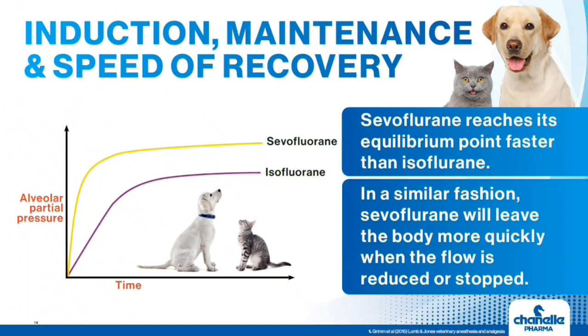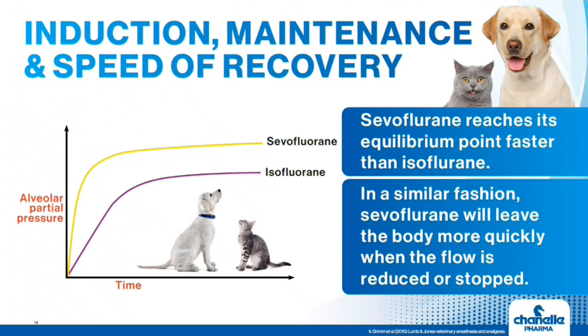It's all down to that solubility. The sevoflurane is reaching its equilibrium point between the dissolved gas in the blood and the gas within the alveoli of the lungs more quickly than isoflurane. It's therefore transferred to the central nervous system more quickly than isoflurane to have its desired effect.